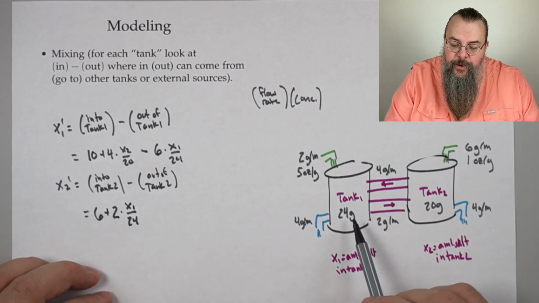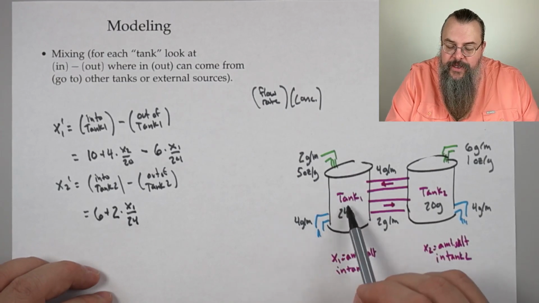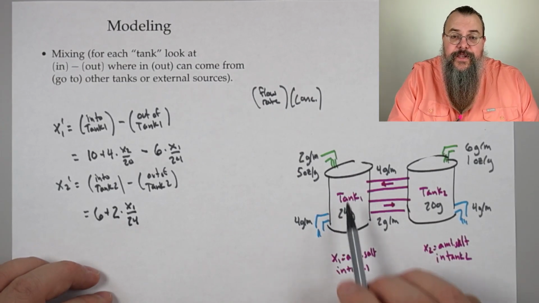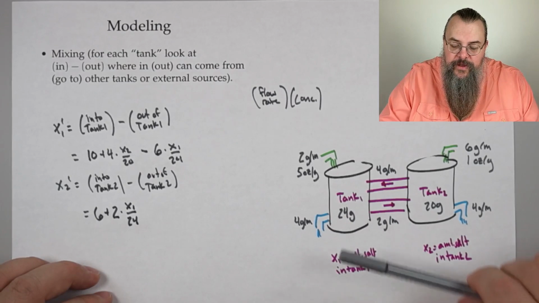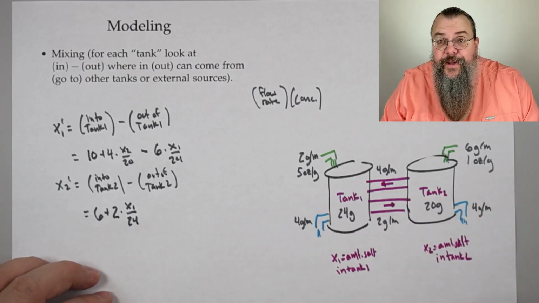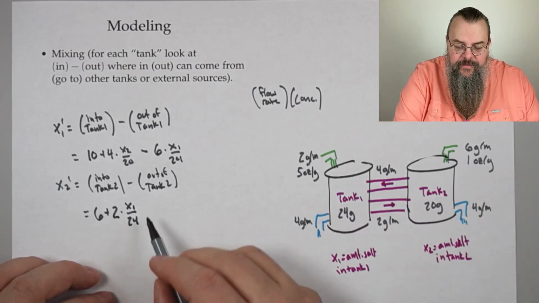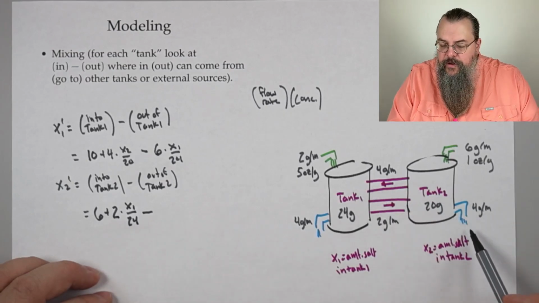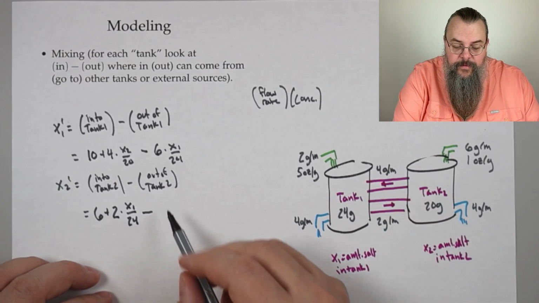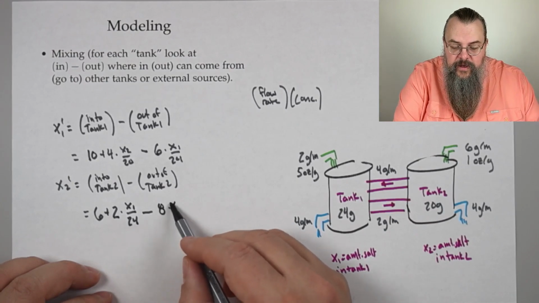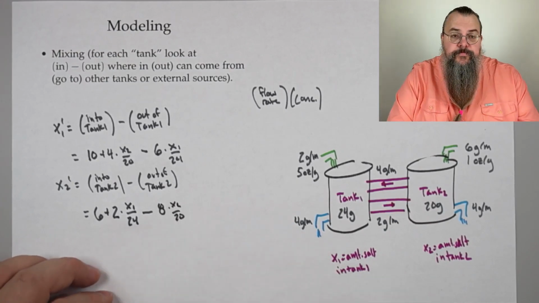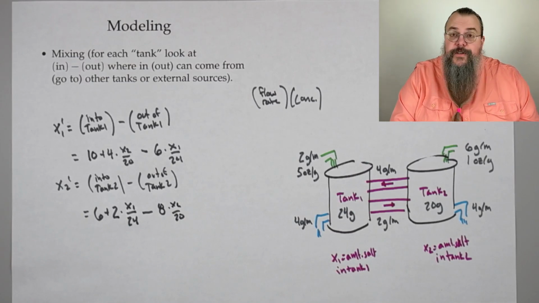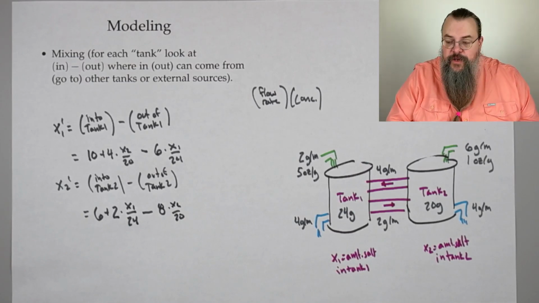And by the way, we made sure our inflow equals outflow. That says that the water level isn't going up or down. Or we could say the brine level isn't going up or down. And finally, well, what's leaving? We have 4 here, 4 there, that's 8. So we're going to subtract 8, x2 over 20. And that's our setup. We can, of course, make it look pretty.